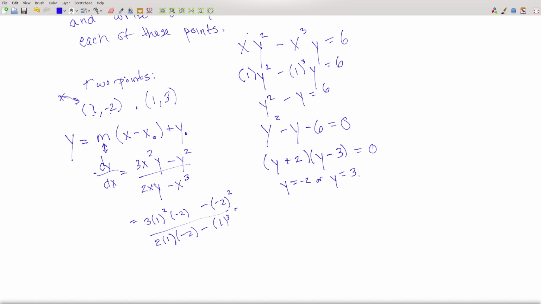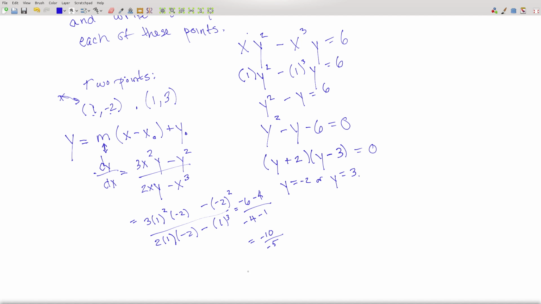Let's simplify the top. 3 times 1 times negative 2 will be negative 6, minus 4. Negative 6 minus 4. This is over 2 times 1 times negative 2, which is negative 4, minus a 1. So what does this become? Negative 6 minus 4 is negative 10. Negative 10 over negative 4 minus 1, that's negative 5.